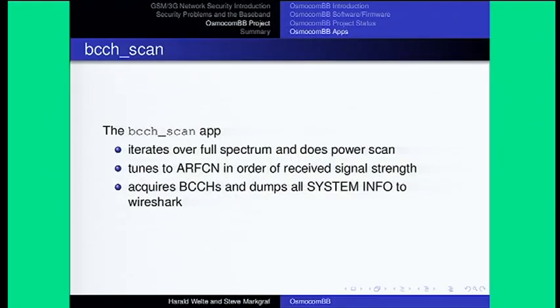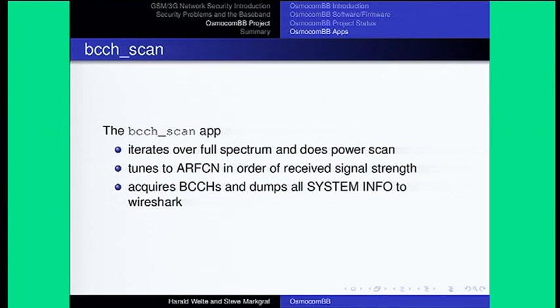The other one, which I think was the first thing we had, is a BCCH scan application, which is relatively similar. It iterates over the full spectrum. It does a power scan. Then it tunes to all the channels that have a very high received signal strength, acquires the broadcast common control channel, and dumps system information and so on to Wireshark. So it's sort of a predecessor of what BCCH log and cell log and so on can do now. I think there's no point in demonstrating it separately. You've seen that we can send the messages into Wireshark. Basically the same thing.